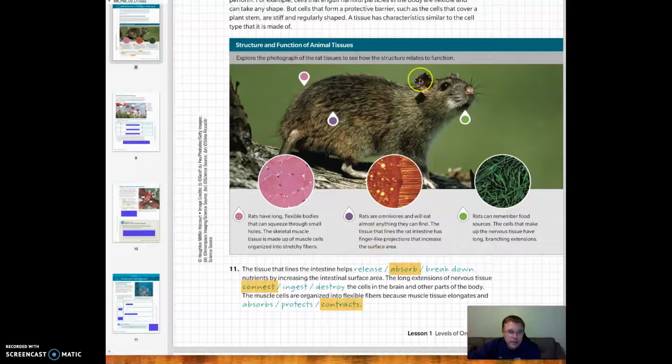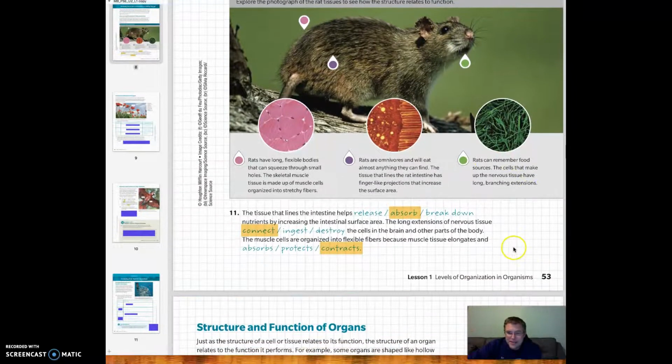So as we're looking here at our friendly neighborhood rat and the tissues that our rat has, it says here rats have long flexible bodies that can squeeze through small holes. Skeletal muscle tissue is made up of muscle cells organized into stretchy fibers. Next part, rats are omnivores, will eat almost anything they can find. The tissue that lines the rat intestine has finger-like projections that increase the surface area. That helps with digestion. And then finally, rats can remember food sources. The cells that make up the nervous tissue have long branching extensions. So we have a smart rat right here as well.